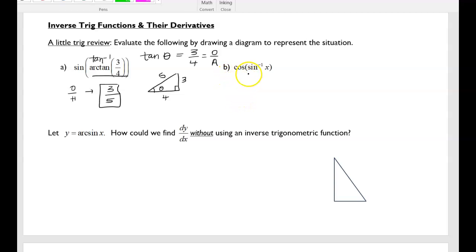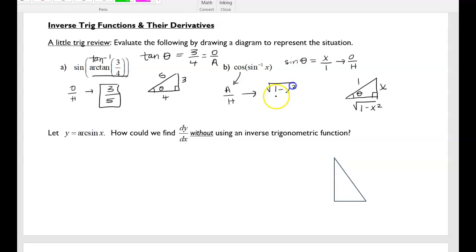So b is the same kind of idea, cosine of inverse sine of x, but instead of having a number like 3/4, we just have this variable x. So we're going to think about that as saying sine of theta is, instead of just x, x/1. And so again, that's opposite over hypotenuse. So when I set up my triangle, my opposite side will be x. My hypotenuse will be 1. So I can use the Pythagorean theorem there. I would have x squared plus something squared equals 1 squared. So that something squared is 1 squared minus x squared, and then take the square root. So this is square root of 1 minus x squared. If I want to find cosine of that, cosine is adjacent over hypotenuse. So my cosine would be square root of 1 minus x squared over 1. Okay, so this is how we do it with constants. We do it the same way with variables.